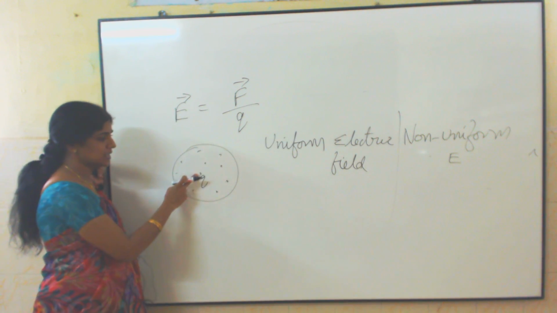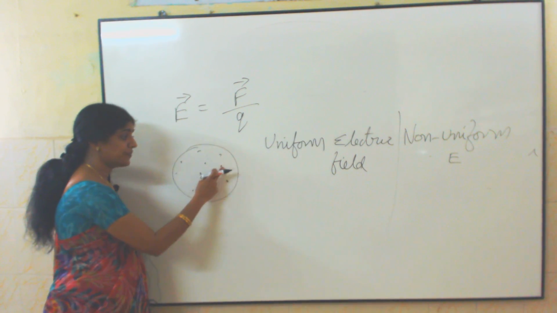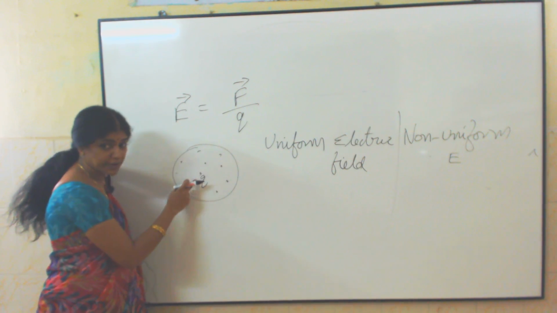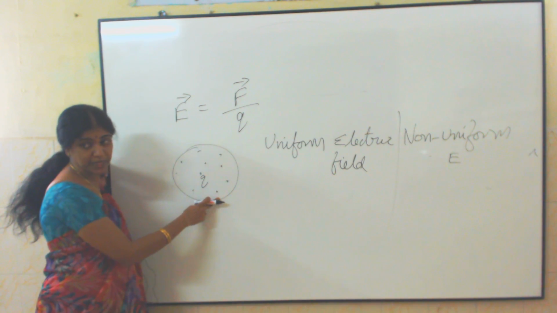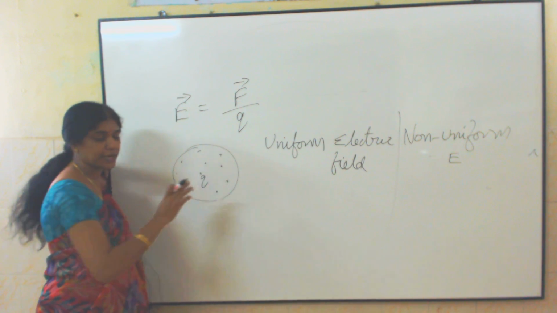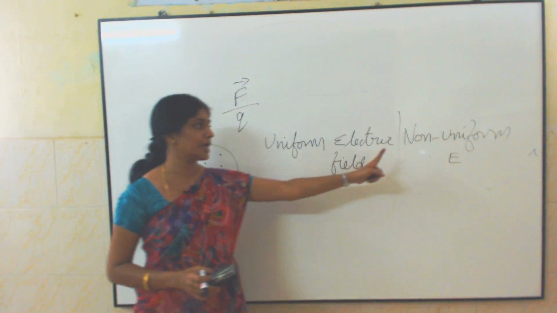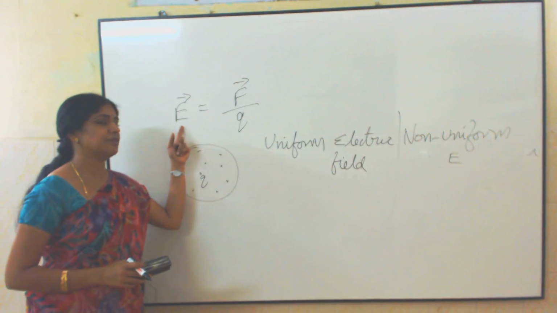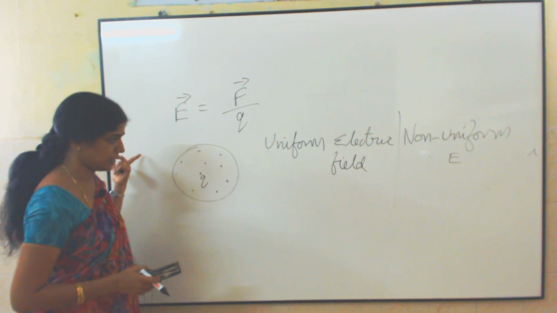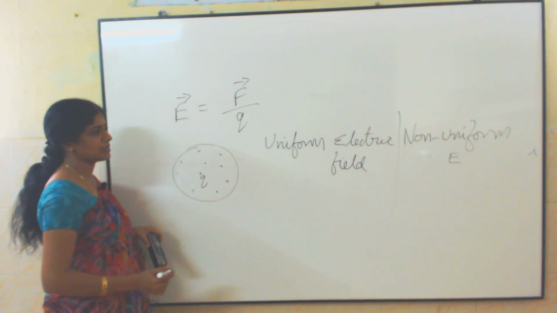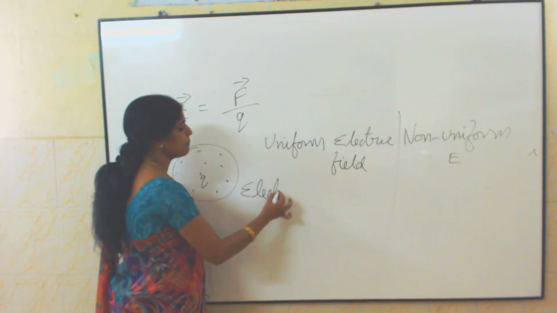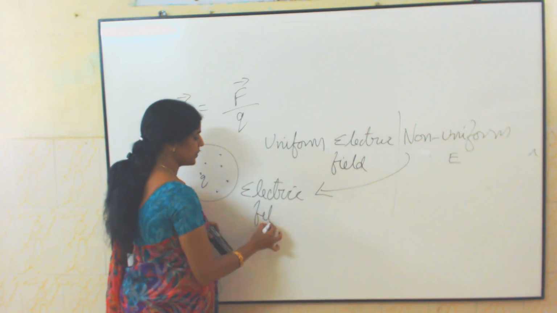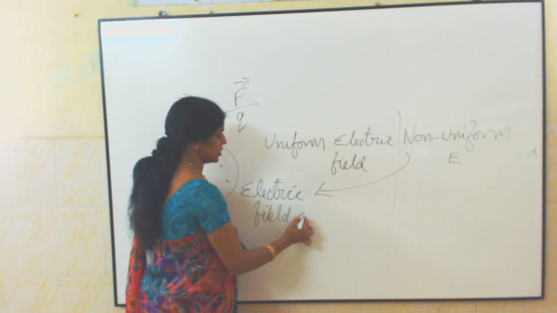Then, if this charge Q experiences different electric forces at different points. Now, if the same charge Q gets different electric force, if it experiences different electric forces at different points, that electric field we call it as non-uniform electric field. In a non-uniform electric field, this electric field intensity will be different in different directions. Very good example for non-uniform electric field is electric field due to a point charge. So what is the good example for non-uniform electric field? It is nothing but electric field due to a point charge.